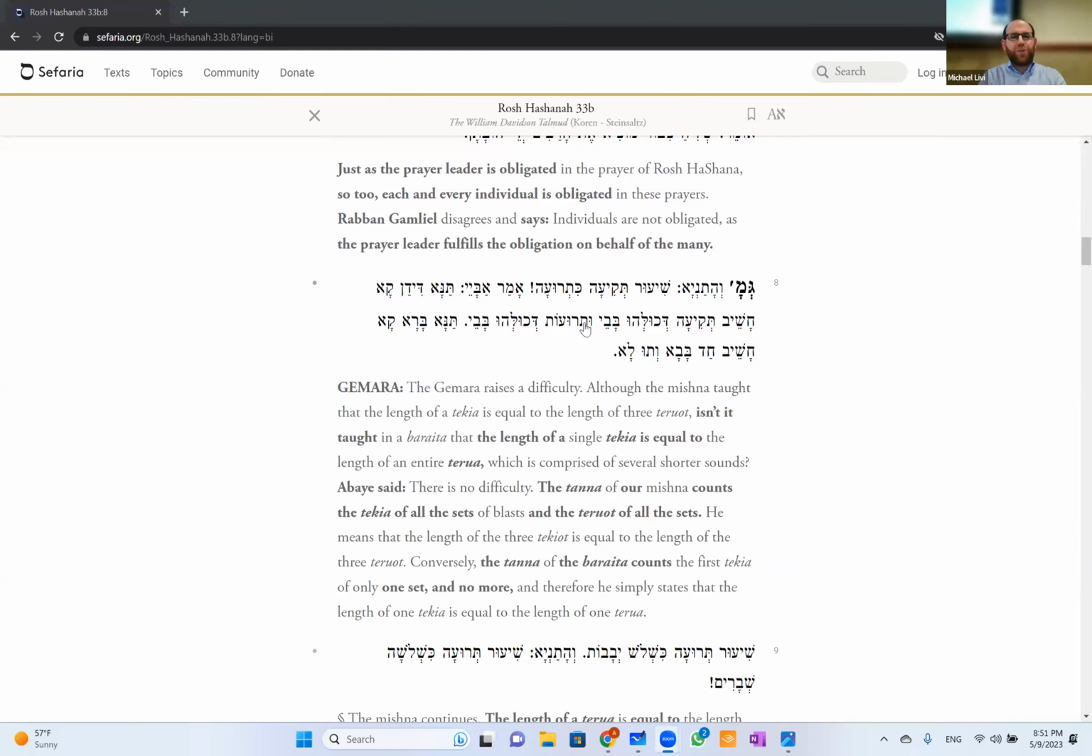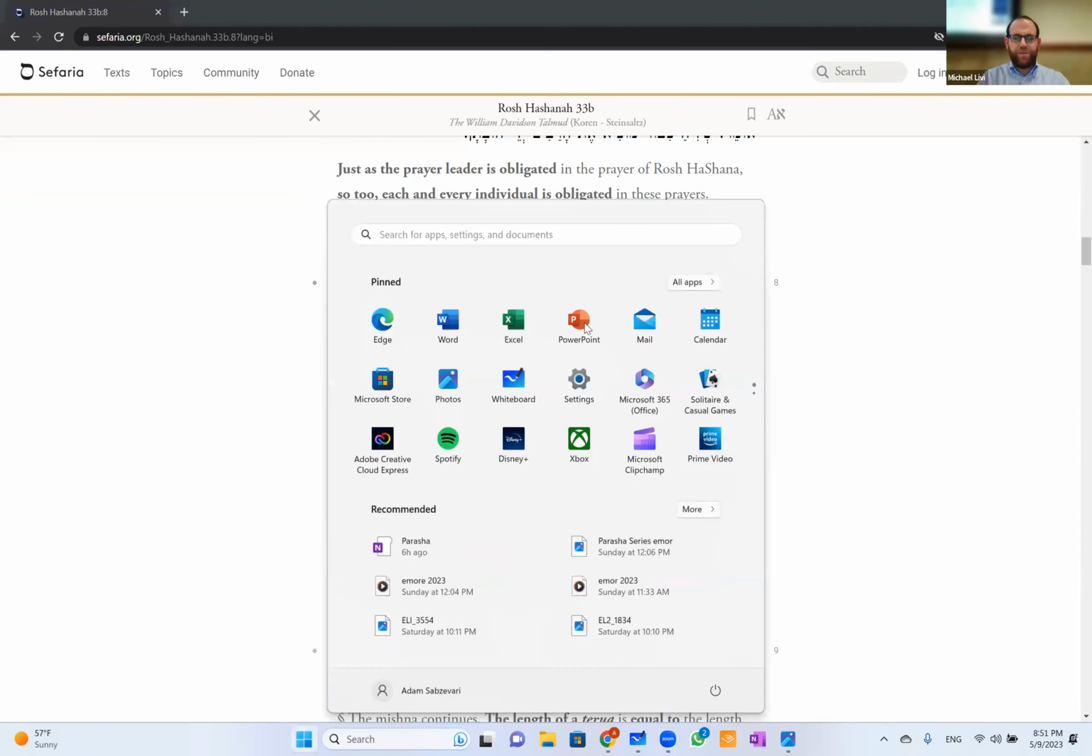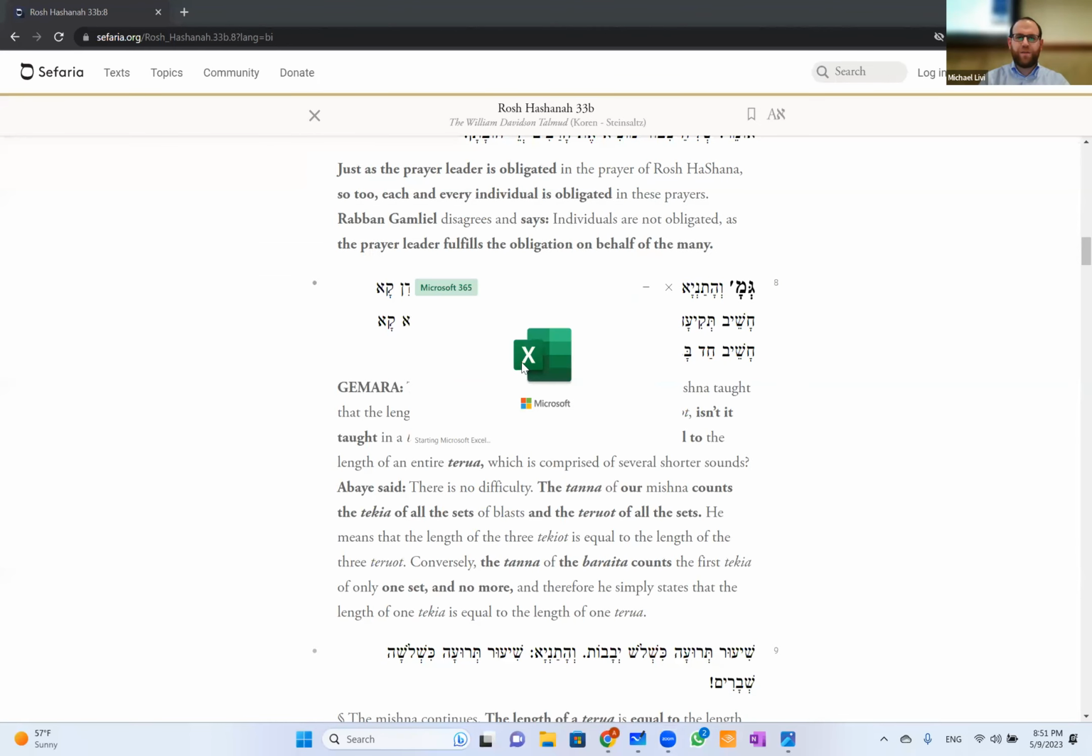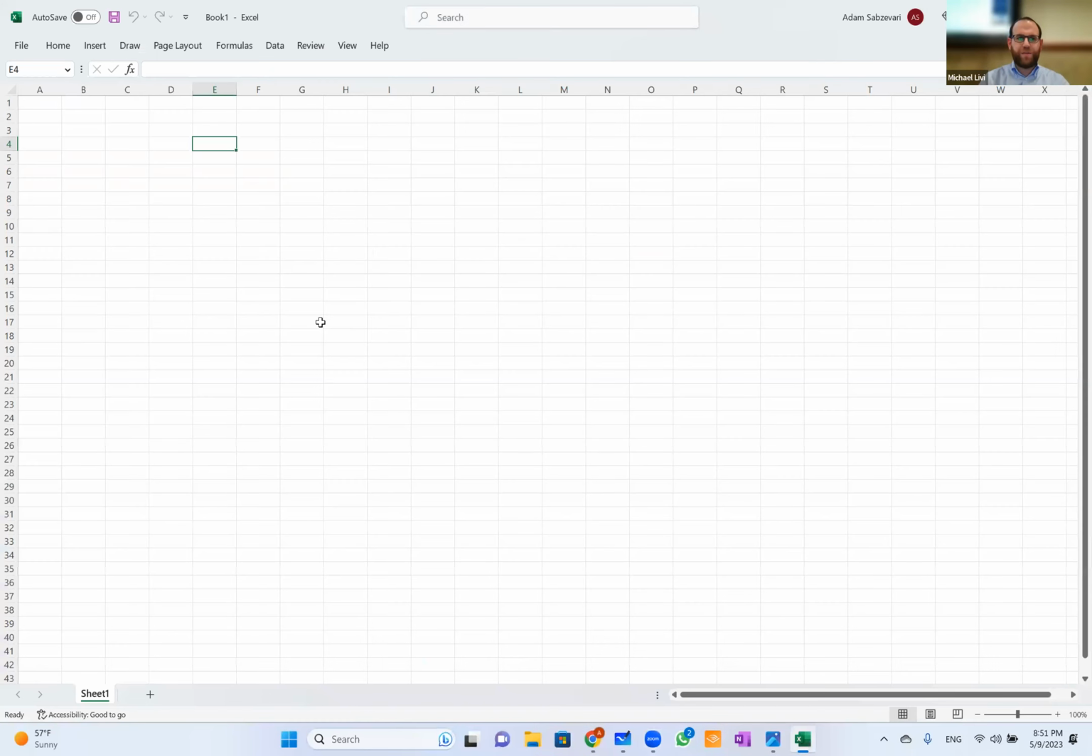What does it say? Shi'ur Tekiah Ki Teruah. Our Braita says that the Shi'ur of a Tekiah is like a Teruah. What did our Mishnah say? Our Mishnah says 1 Tekiah is equal to 3 Teruot. Our Braita says 1 Tekiah is equal to 1 Teruah. Okay, this is where if we need something, we'll make a chart.